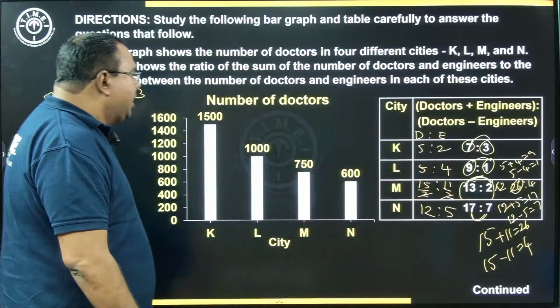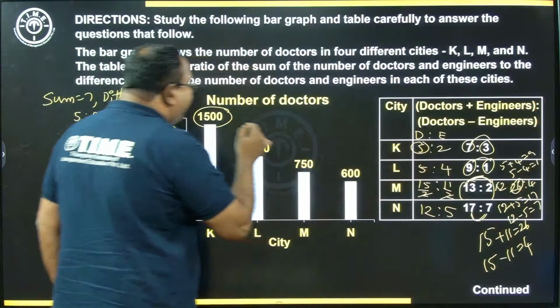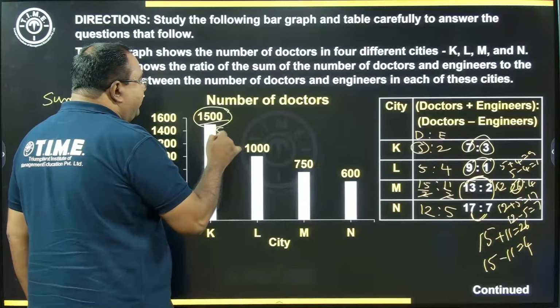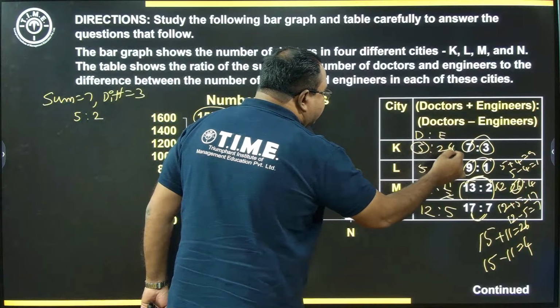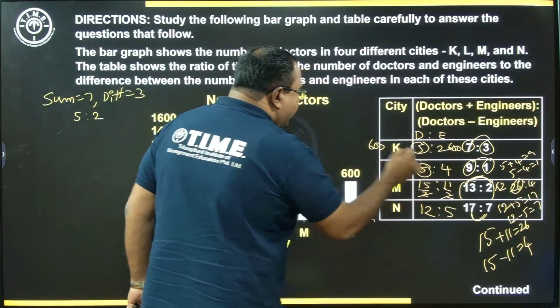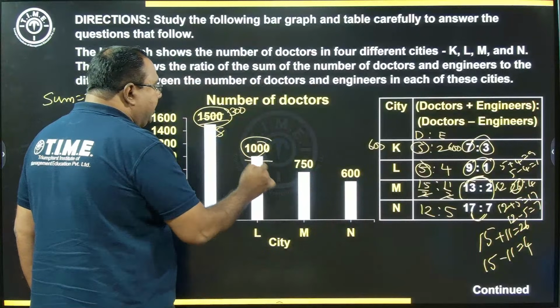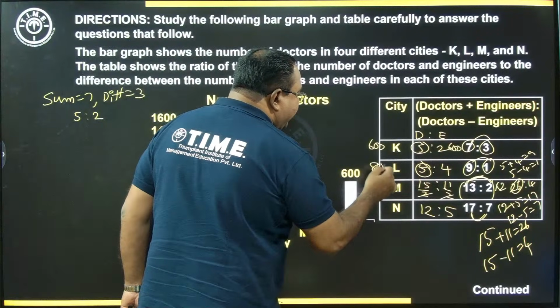Now, I know doctors now. Here, 1500. 5 parts. 5 parts 1500 means 1500 by 5. Each part 300. So 2 parts means 2 into 300. It is 600. Right? I'll write here. Engineer 600. Again, 5 parts 1000. 1000 by 5 means each part is 200. 4 parts means engineers is 800.